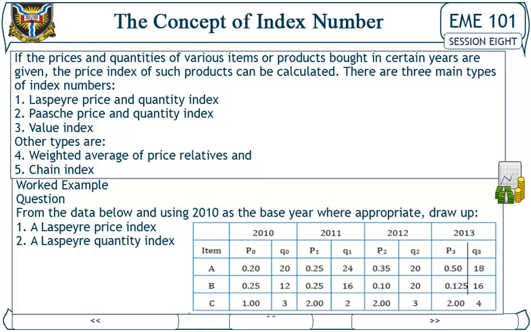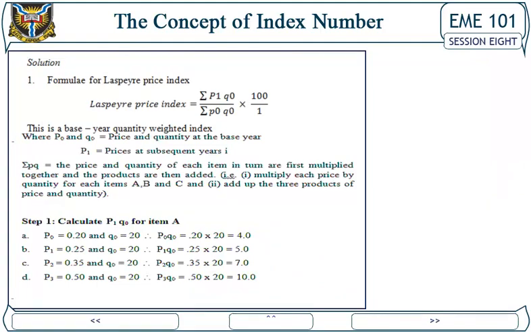Question: from the data below and using 2010 as the base year, where appropriate, draw up a Laspeyres price index and a Laspeyres quantity index. Solution: formula for Laspeyres price index. This is a base year quantity weighted index where P0 and Q0 equal price and quantity at the base year. P1 equals prices at the subsequent years.